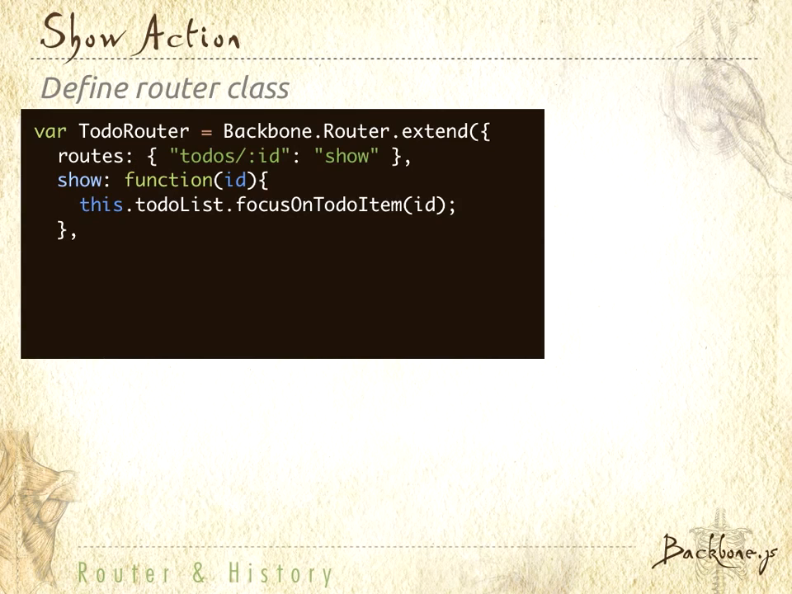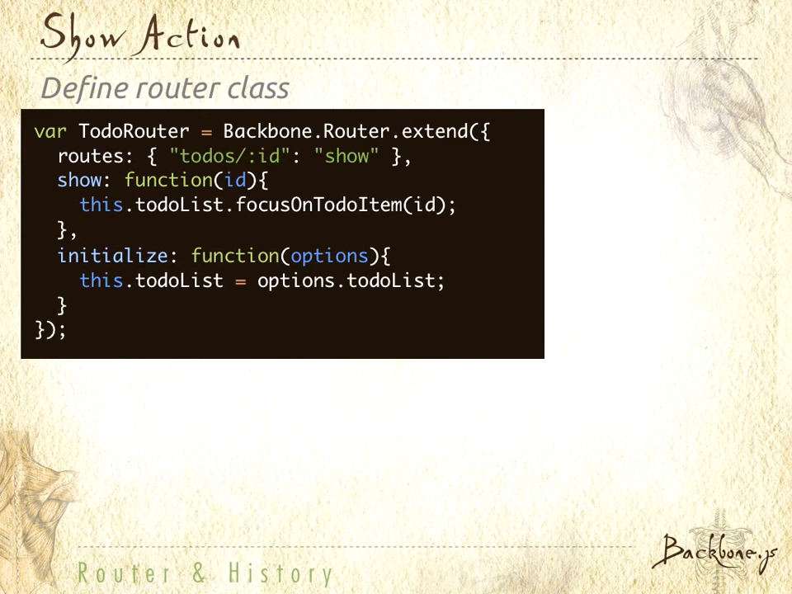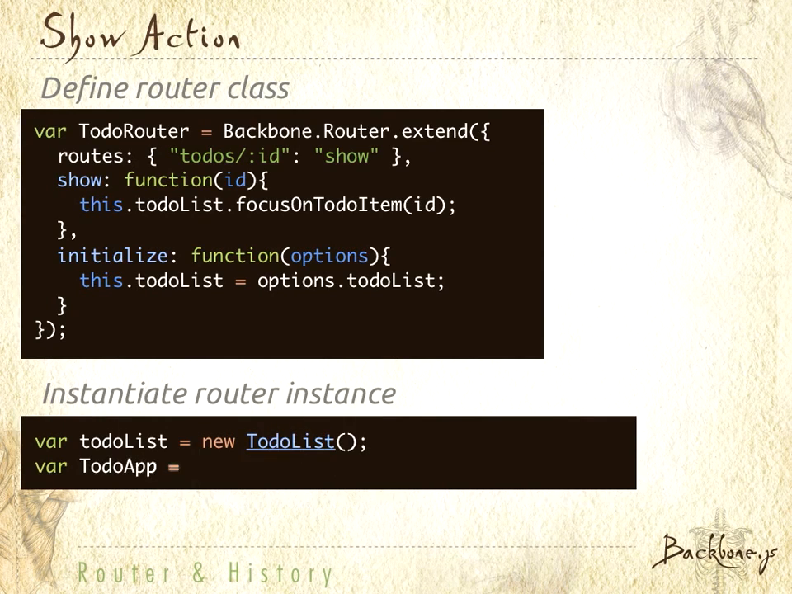But you might be wondering where we're getting that to-do list from. Well, I'm going to define an initialize function on our router. This function takes an options object and will assign the to-do list to the router from the options. Now when we create our to-do router instance, we pass in an object with the to-do list collection.